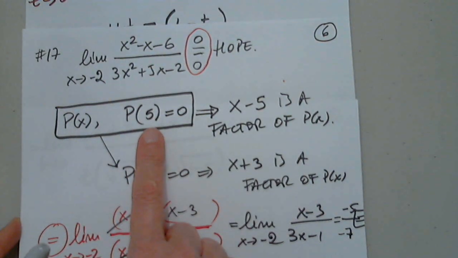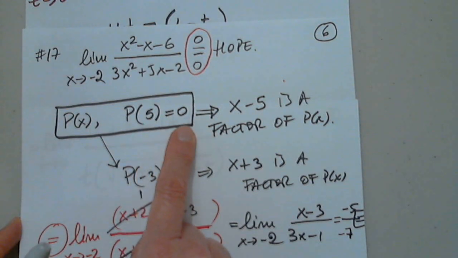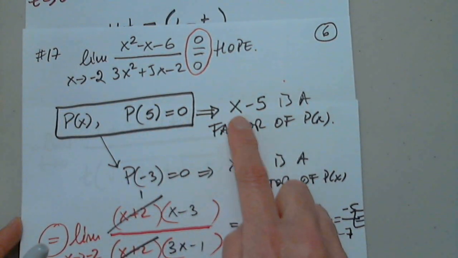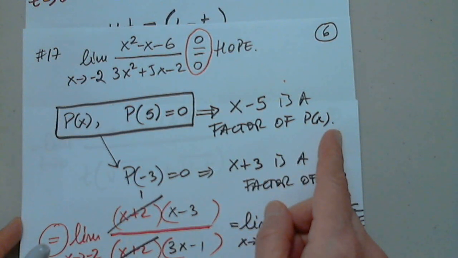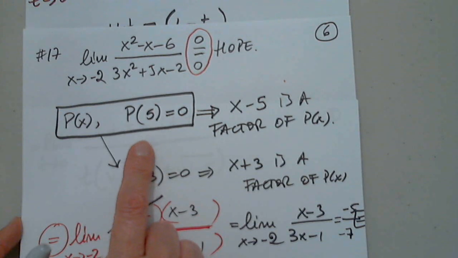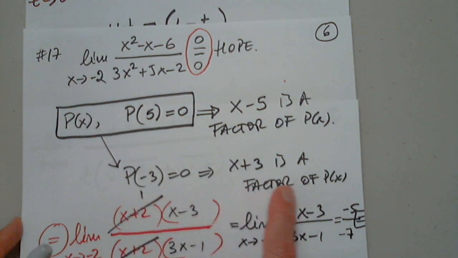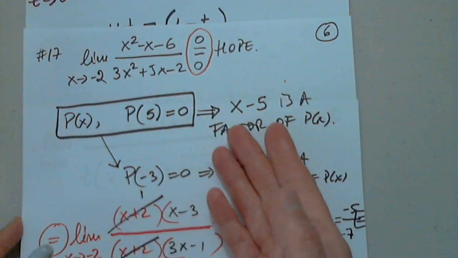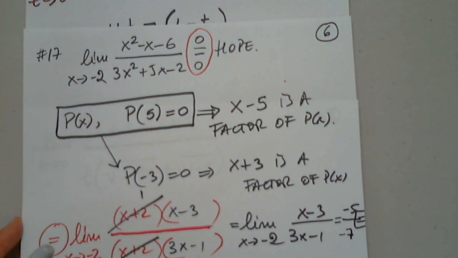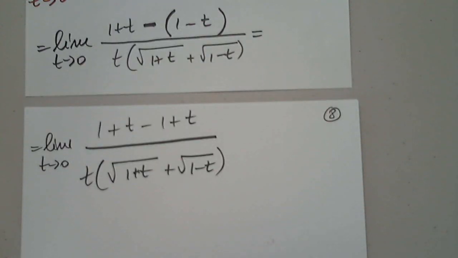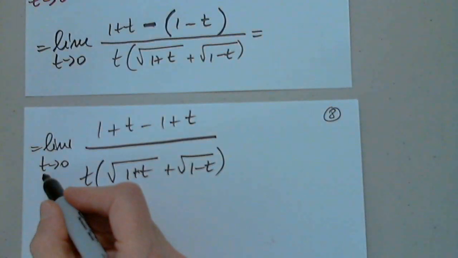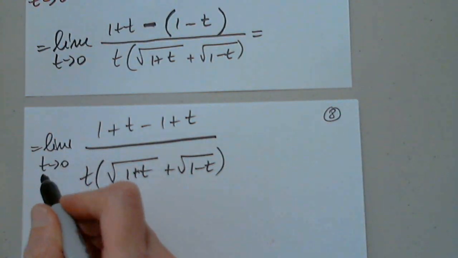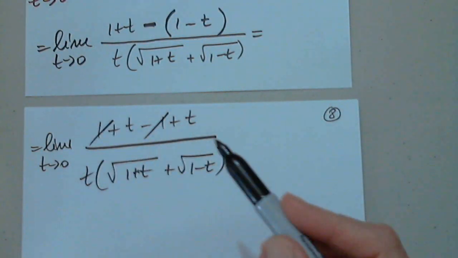Let's go back one more time. When we plugged in 5 and we got 0, then we said x minus 5 is a factor of p of x. When we plug in -3, we wrote this. What if I plug in 0 and I get 0? What will be the factor that we are talking about? T. Exactly. So t is the culprit. T approaches 0, t is the problem. Okay, so let's see if we can get rid of it.